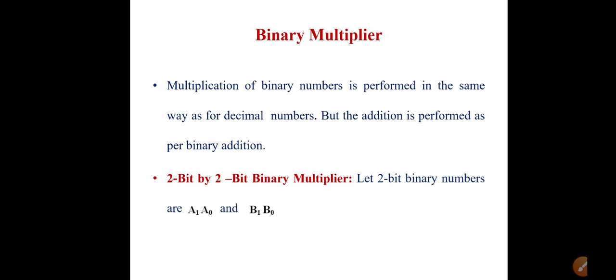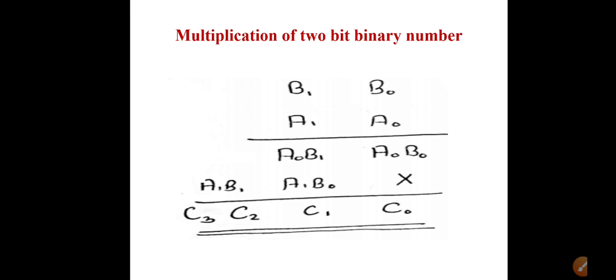as per binary addition. Let me take the example of a 2-bit by 2-bit binary multiplier, where the 2-bit binary numbers are A1, A0 and B1, B0, where A0 and B0 are the LSB of the given numbers. This is the process of how the multiplication of 2-bit binary numbers can be done. After doing multiplication, the output in the form of C0, C1, C2, C3 will be produced, where C0 is representing the LSB and C3 is representing the MSB.